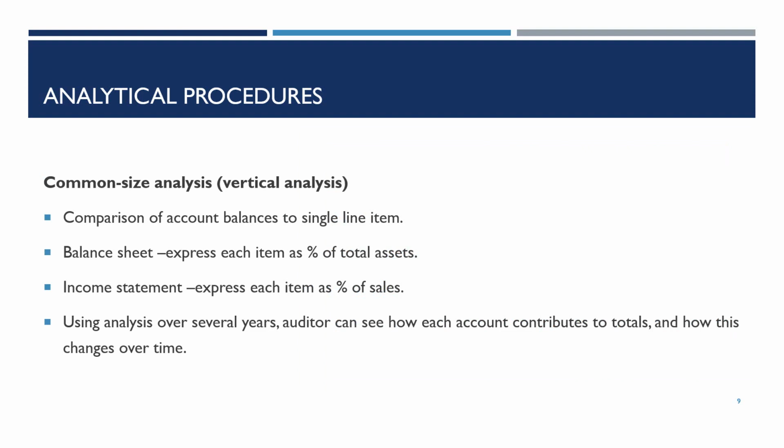The third one is common size analysis, or you can say vertical analysis. This procedure involves a comparison of account balances to a single line item. In a statement of financial position or balance sheet, the line item used is generally total assets. In the income statement, the line item used is generally sales or revenue. With common size analysis, the auditor gains a deeper understanding of how much each account contributes to the total presented in the financial report and how this changes over time.